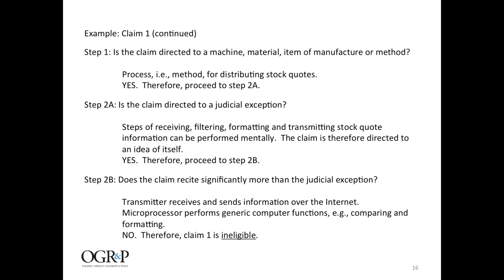We're going to consider the steps in that flow chart. Step 1A, is the claim directed, and I hope you can recall this, and again, I'm referring to the flow chart on page 11. So if you want to tag page 11 while we're doing this. Is the claim directed to a machine, material, item of manufacture, or method? The answer is yes. It's a process. Claim 1 is a method of distributing stock quotes. Okay, so therefore, on the flow chart, we proceed down from step 1 to step 2A.